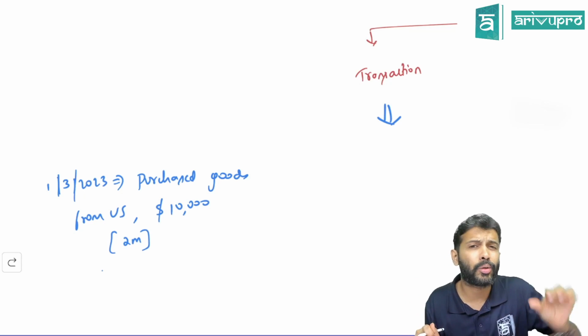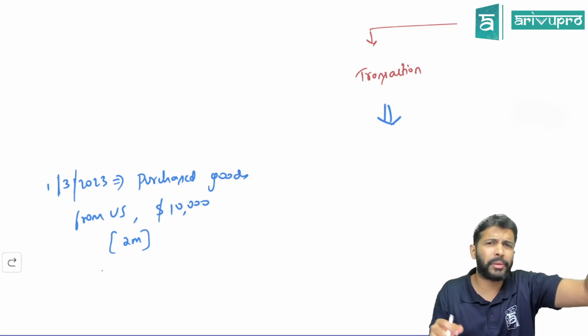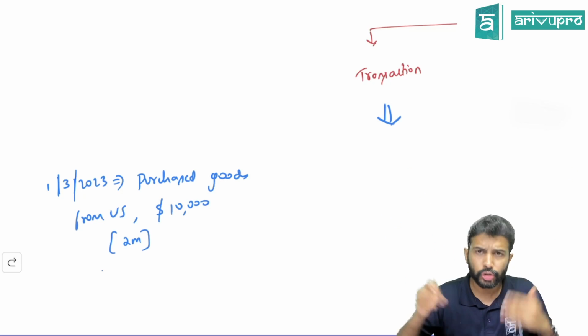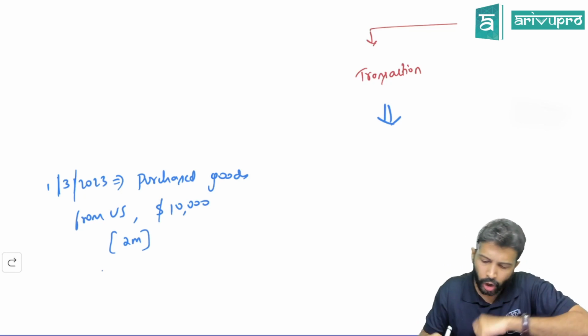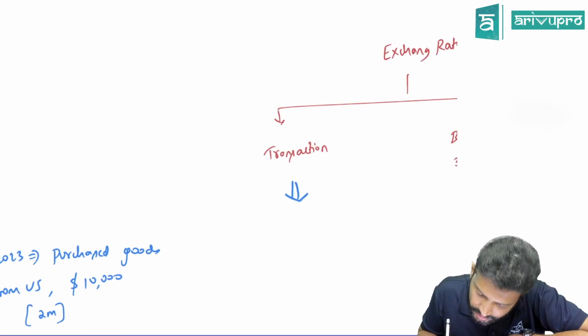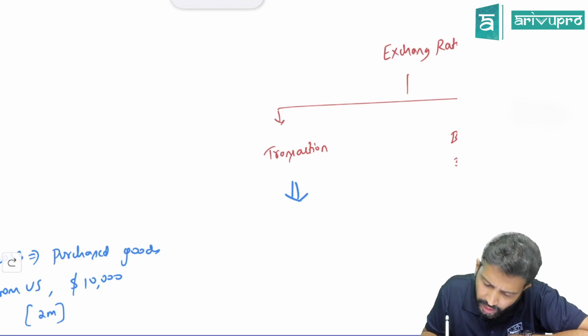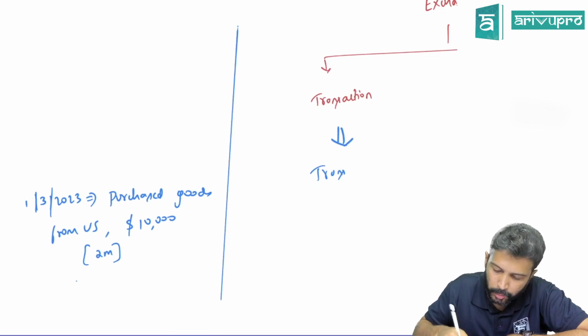For that, I need to know something known as the exchange rate. $1 could be, I think currently it's around 84, 85, somewhere in the 80s. So you need to convert that dollar into INR. What AS 11 says is, when a transaction happens, record the transaction at the transaction date's spot rate.